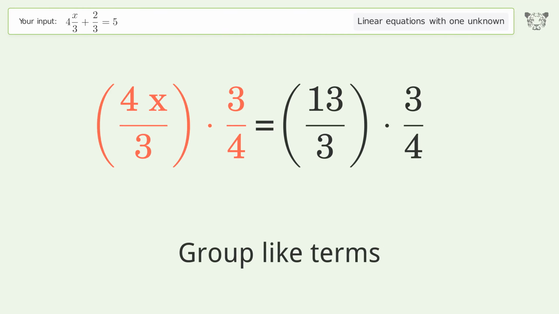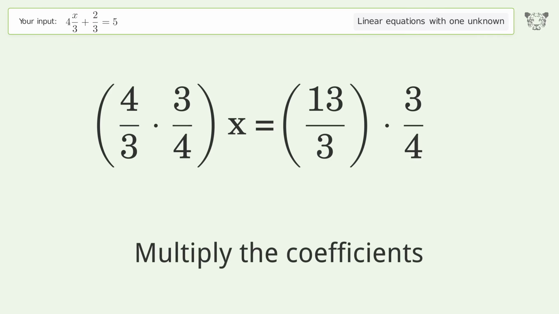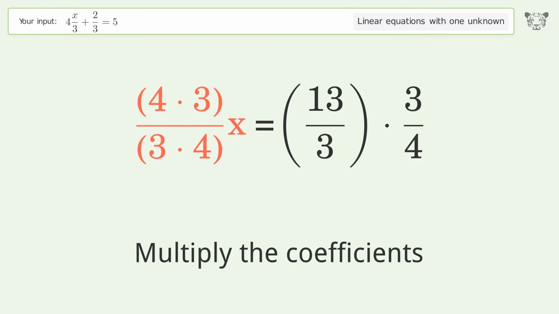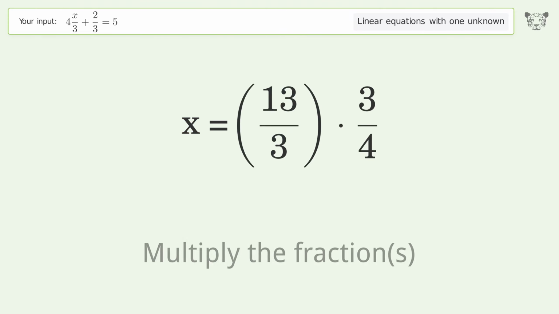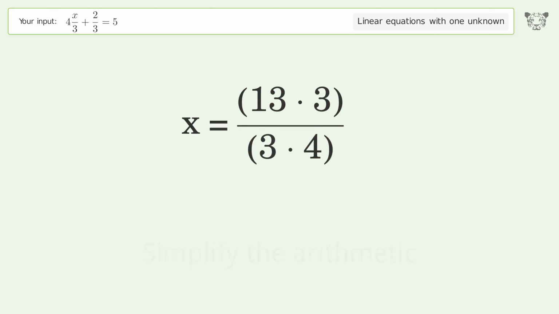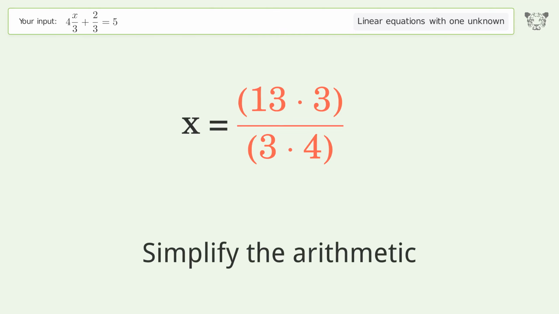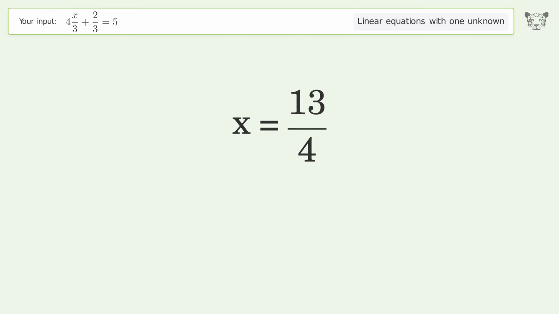Group like terms. Multiply the coefficients. Simplify the fraction. Multiply the fractions. Simplify the arithmetic. And so the final result is x equals 13 over 4.